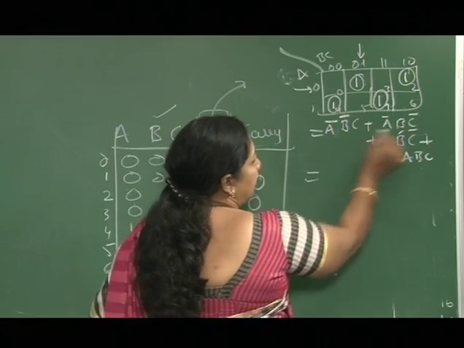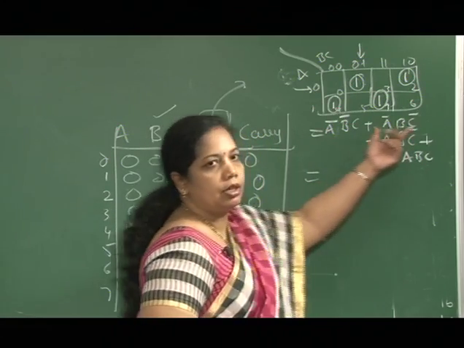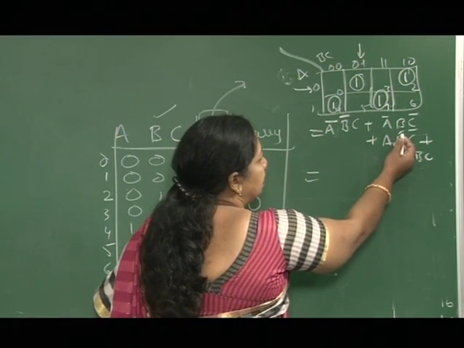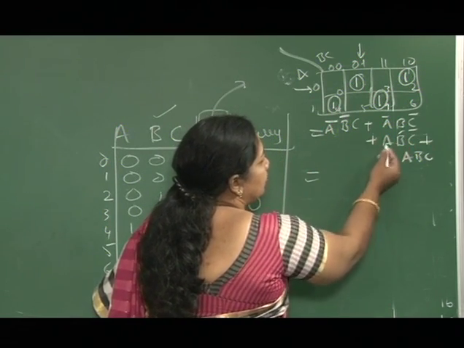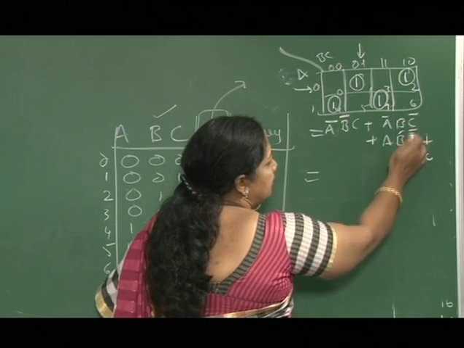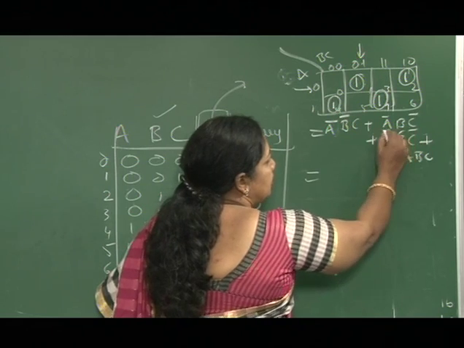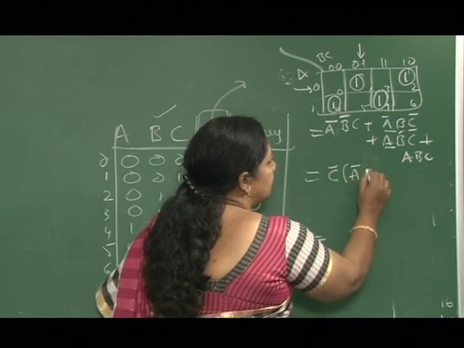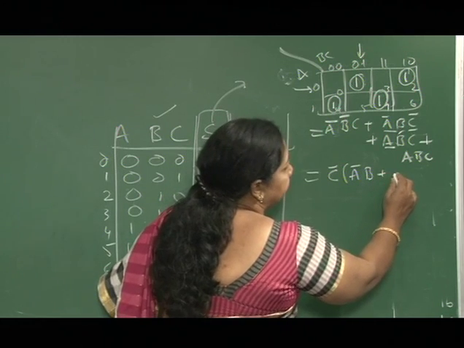Finally I am going to reduce this expression using Boolean law. I will take a common term here. A bar B plus A, here it is C. In these 2 terms we have C complement common. I will get this equation.